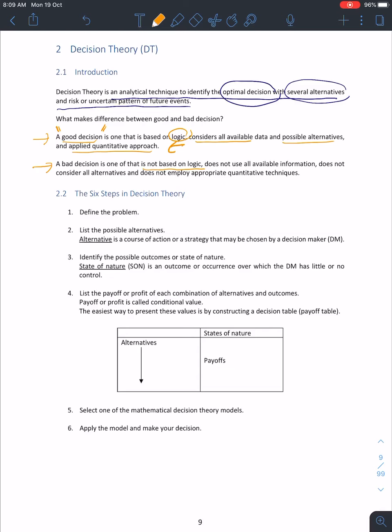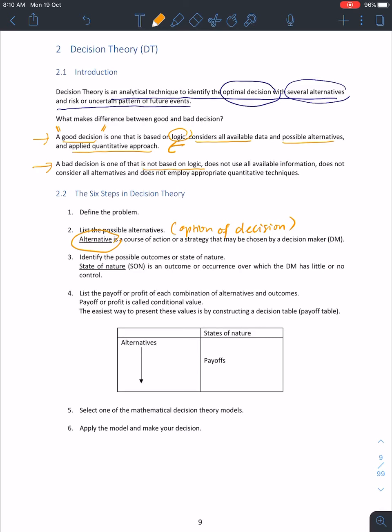Okay, there are 6 steps in decision theory. The first one, we have to define the problem. Second, list the possible alternatives. Okay, so these are our options of decision. And then number 3, identify the possible outcomes or states of nature.